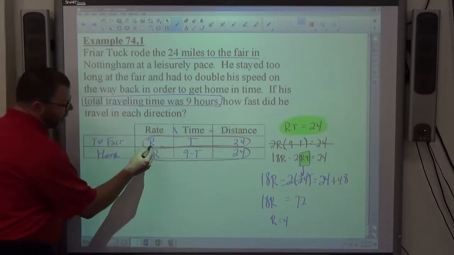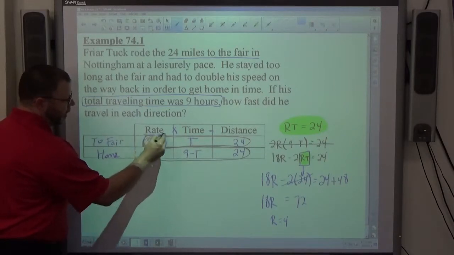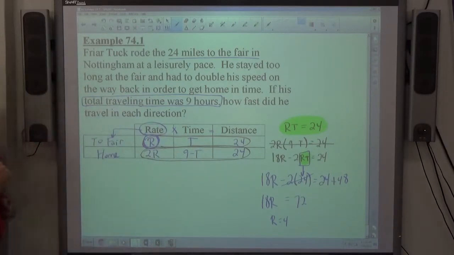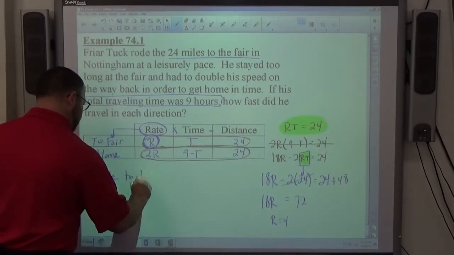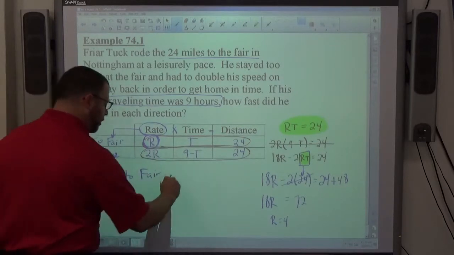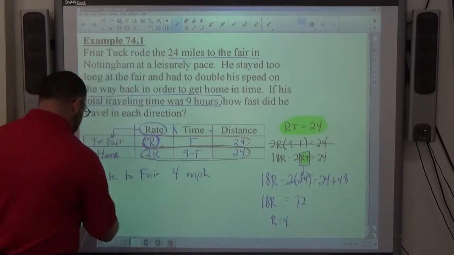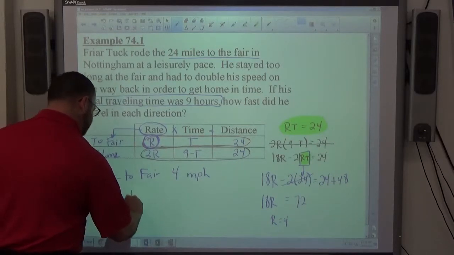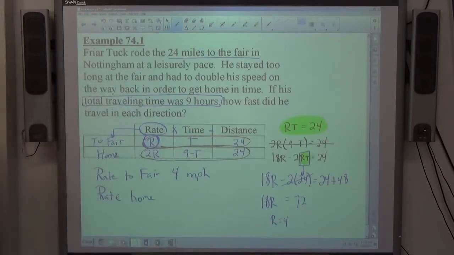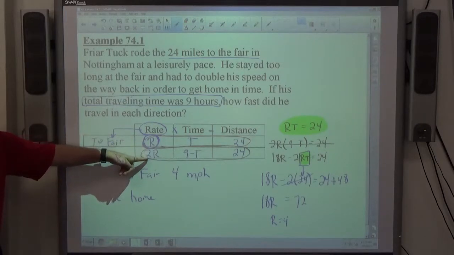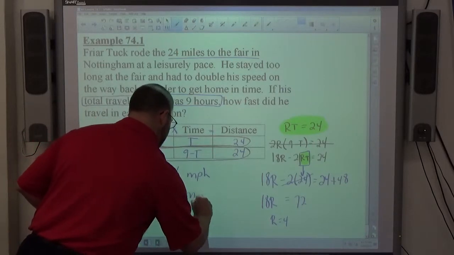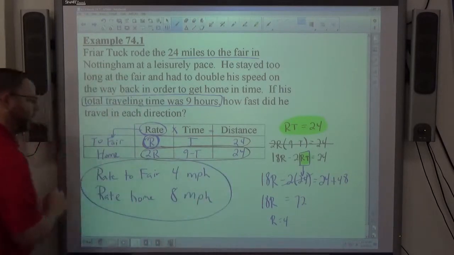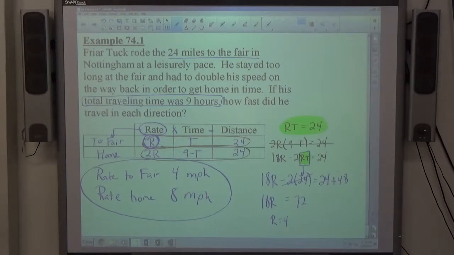If I go back to my chart and see where R lies, it tells me rate to fair is R. So the rate to the fair is 4 miles per hour. His rate home is the other speed we want to know. What would that be? 8, because once we know what R is, we can just use the relationship there to figure out the other thing. 2 times R, 2 times 4 is 8. And as always with these types of problems, the final step is to answer the question they asked. So make sure you give me all the information they're asking for.